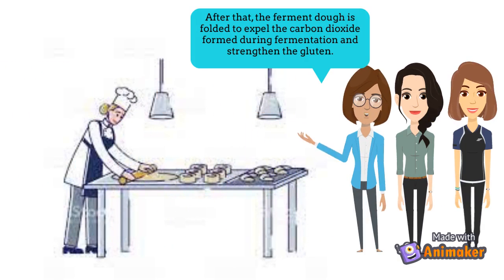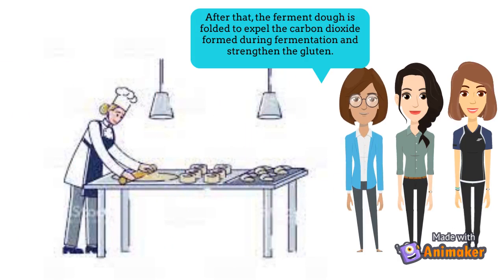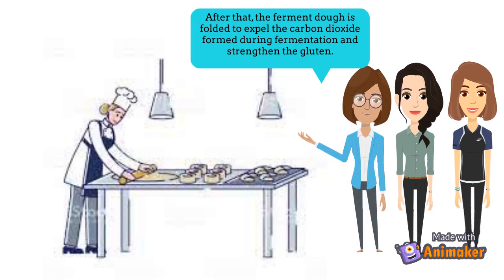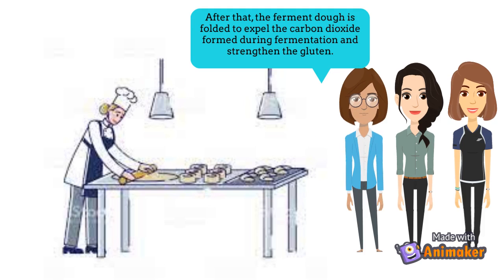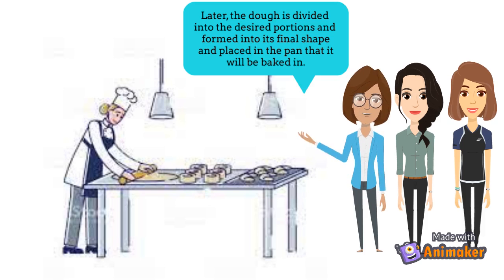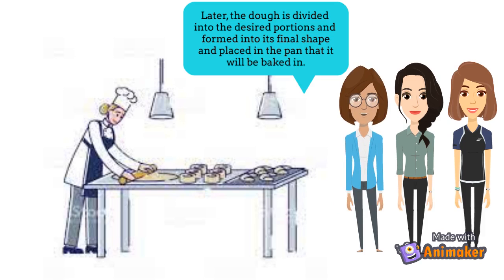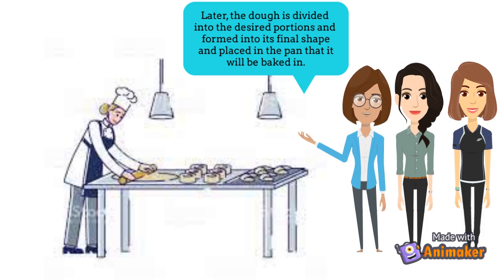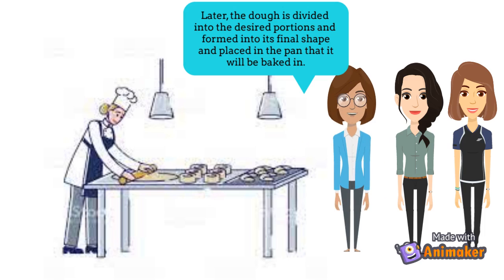After that, the fermented dough is folded to expel the carbon dioxide formed during fermentation and strengthen the gluten. Later, the dough is divided into the desired portions and formed into its final shape and placed in the pan that it will be baked in.